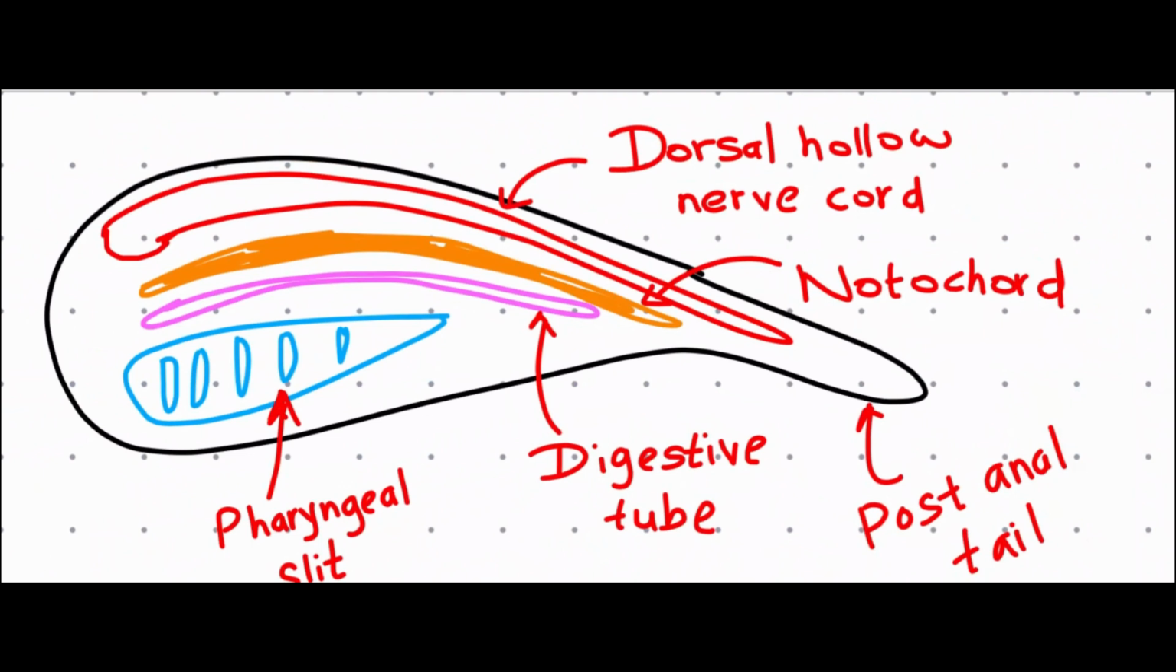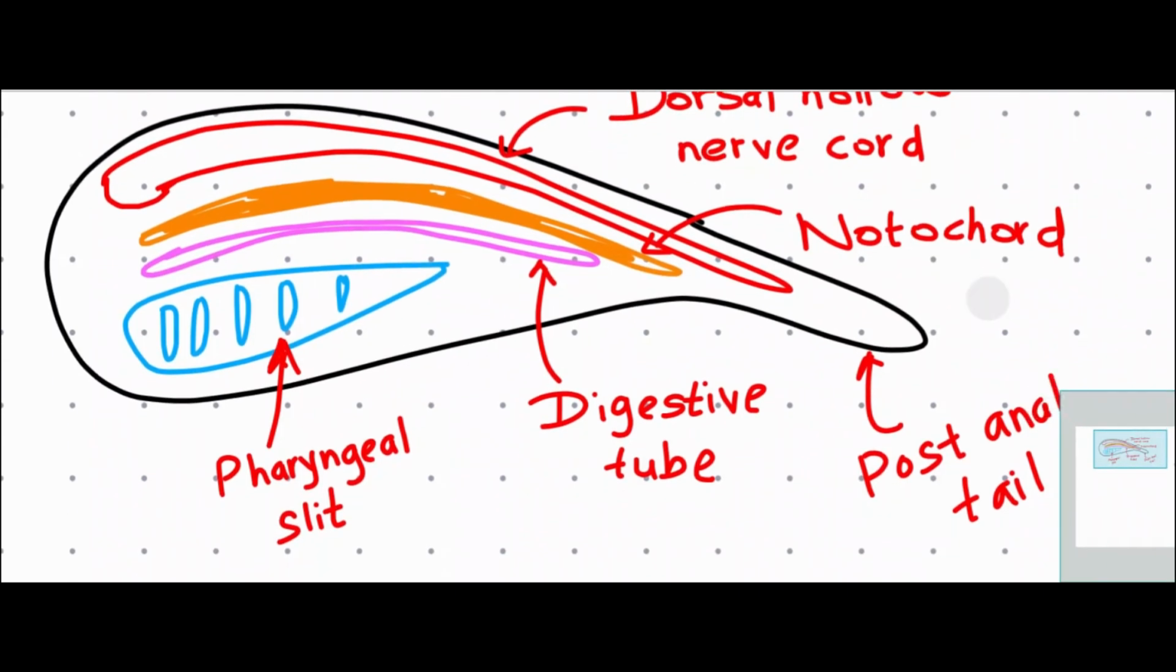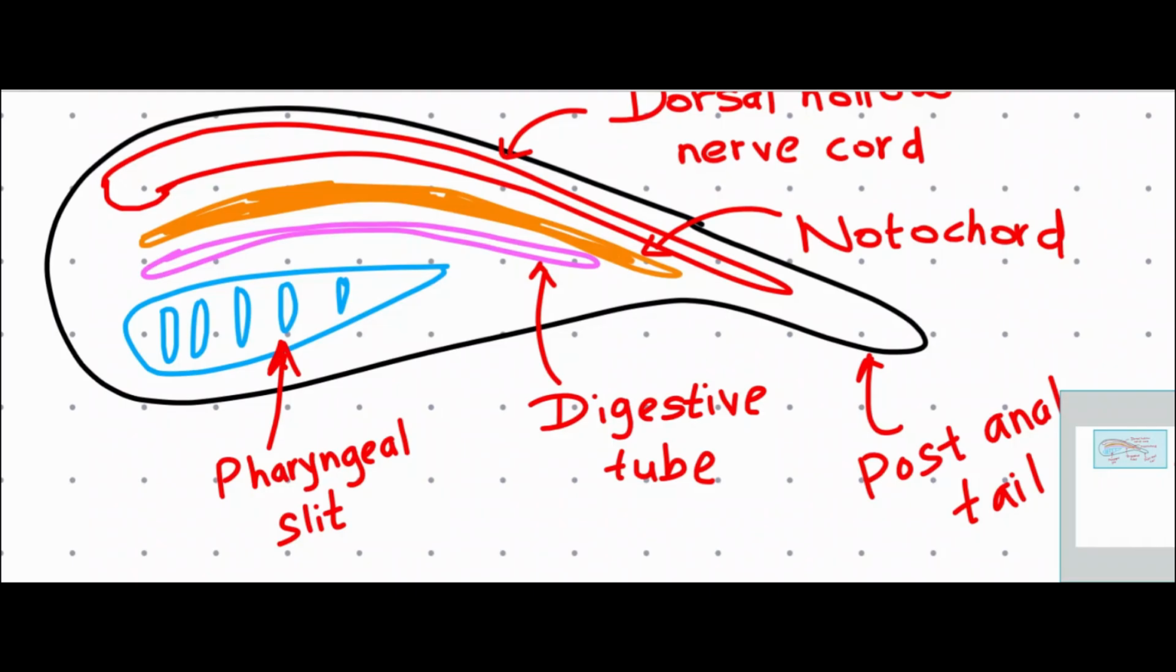What does dorsal mean? It means on top. So you can see the nerve cord is located on top of the notochord. So dorsal hollow nerve cord. And then you have the notochord. Notochord is a long flexible tube extending from the anterior to the posterior, and it provides support in at least embryonic stages.